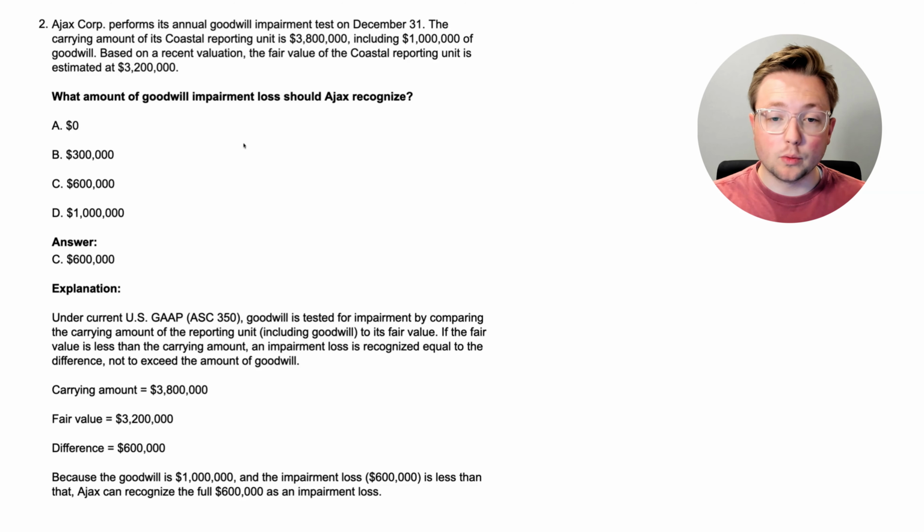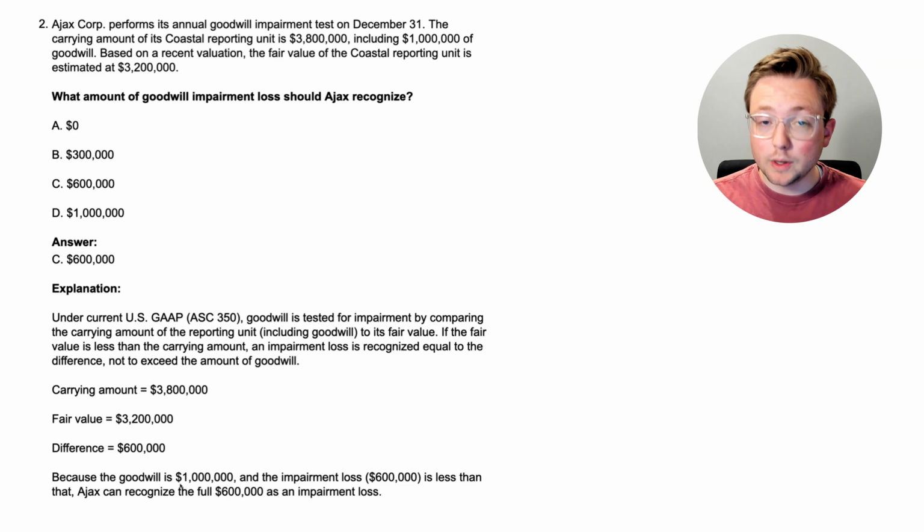There's the carrying amount, which is $3,800,000. That's the amount that the reporting unit is being carried at currently. And then we take the fair value, which was based on a valuation. This is the estimate, $3,200,000. That's how much they actually think that it's valued at when it comes to market fair value. So the difference there is $600,000.